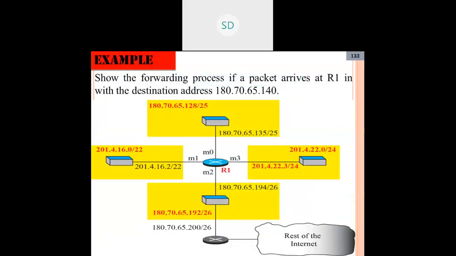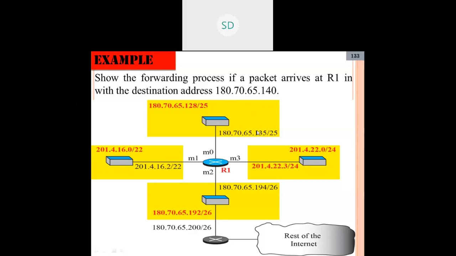Next step, we'll continue the same question. Show the forwarding process. If a packet arrives at R1, we'll assume that one packet has arrived at the router R1, in which the destination address is 180.70.65.140. Now we have to show the forwarding process, how this will be forwarded to the particular host.